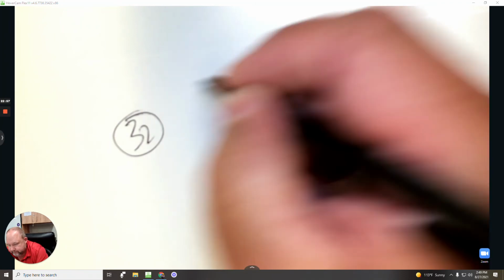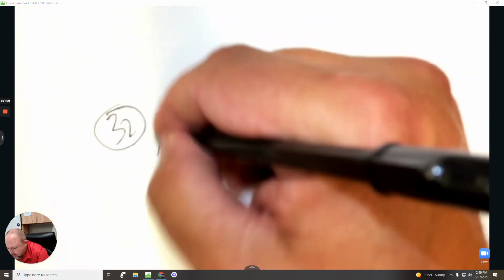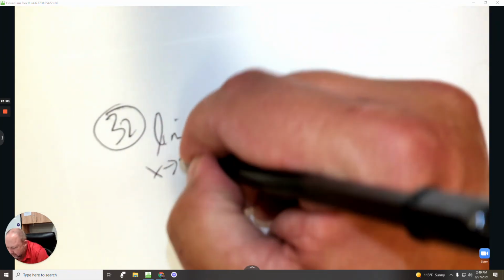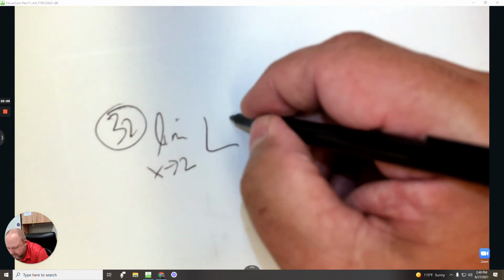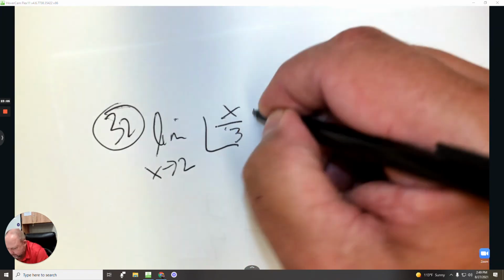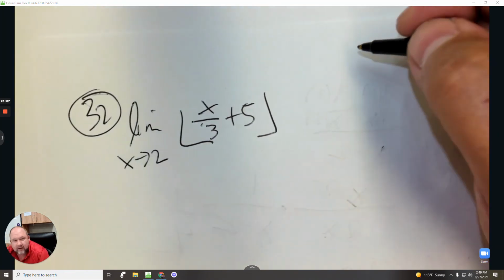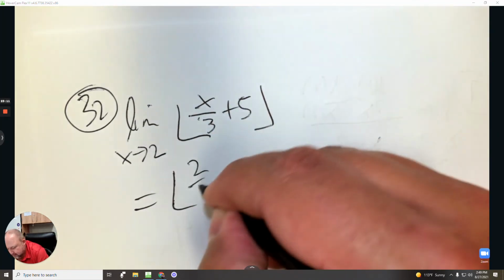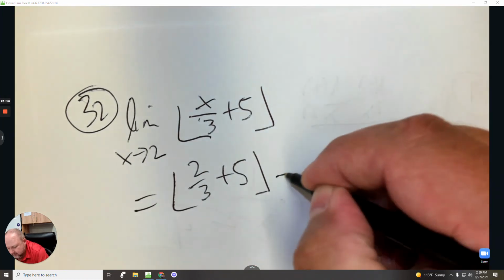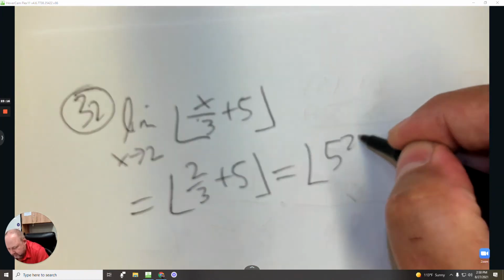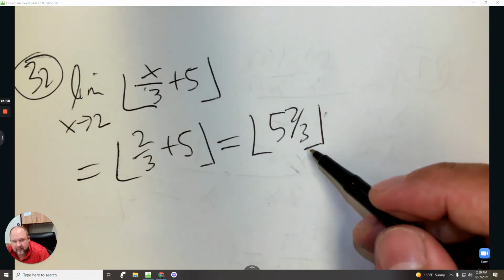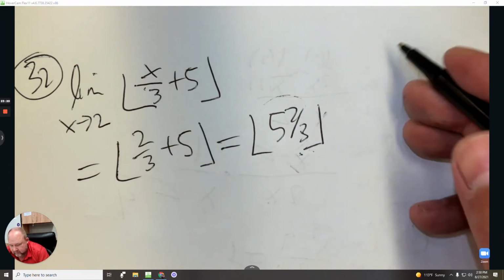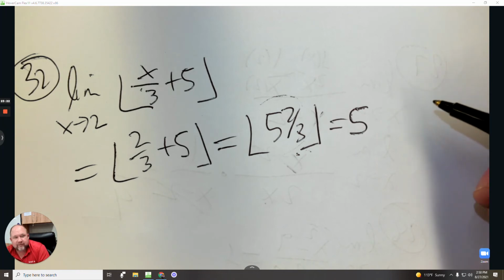32, we're almost there. The limit as x approaches 2, this is a step function. So just plug in 2. It's not an integer answer, so it exists. We're looking for the greatest integer less than or equal to this, so it goes down. So the answer is 5.